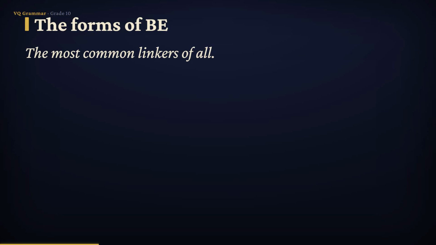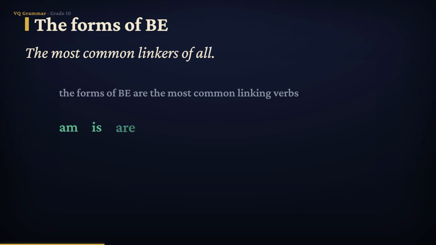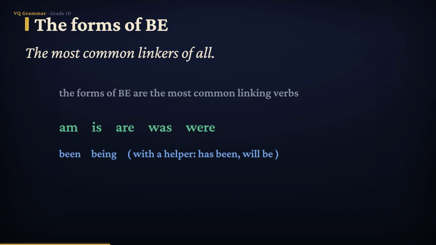The most common linking verbs by far are the forms of the verb be. You already know every one of them. Am, is, are, was, were. And also been and being, which show up with a helper, as in has been or will be. Whenever the verb in your sentence is one of these, you can be confident it is linking.